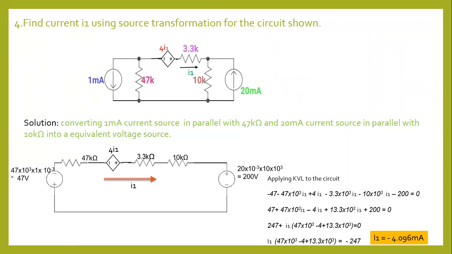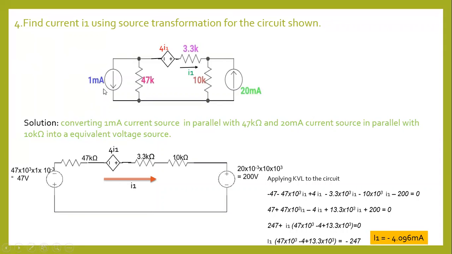That's it, nothing else. Don't be scared if you just see a dependent sources problem. It is quite simple, as what we did in all the three problems. You have to find a current I1 here, same just like in the previous problem. So this 1 milliamp source we will transform to a voltage source, and the 20 milliamp source we will also transform to a voltage source.